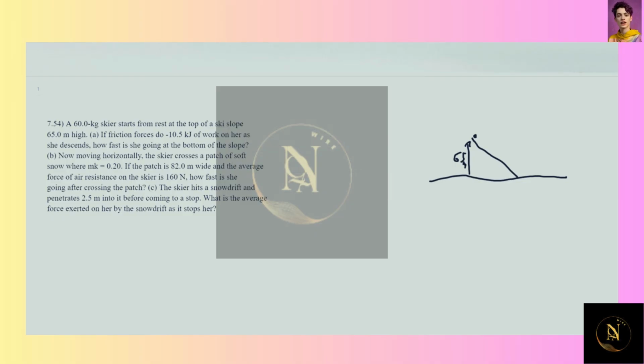Problem 7.54, we have a 60 kilogram skier at the top of a slope that is 65 meters high, and we're told that friction acts on it as they descend the slope, and we're asked how fast are they moving at the bottom of the slope.